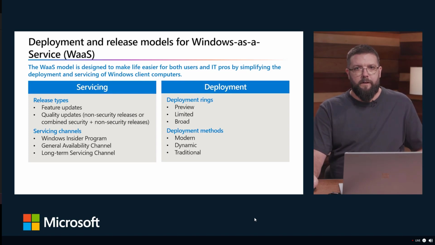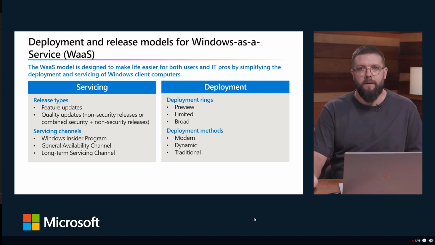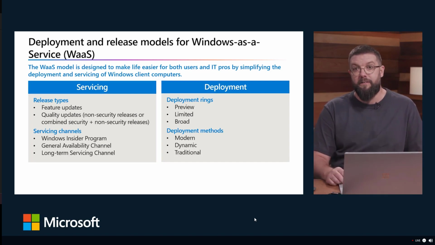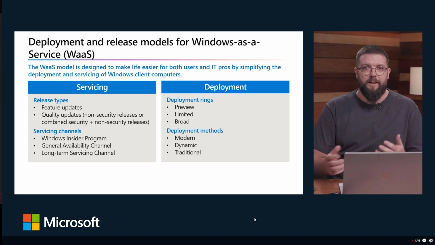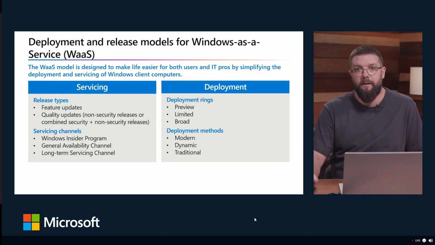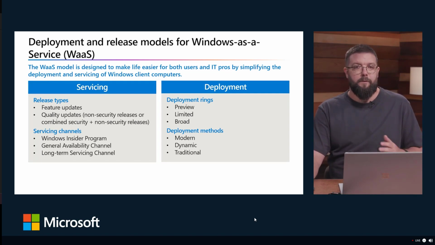So let's talk about the Windows client. What is the Windows client? And let's describe a little bit about the deployment and release models for Windows as a service. Windows Client is a comprehensive desktop operating system that allows you to work efficiently and securely. And it's important to keep the desktop operating system up to date, essentially because it helps the device run efficiently and also stay protected. So let's talk about the different servicing release types.